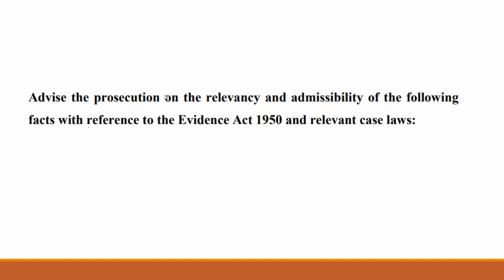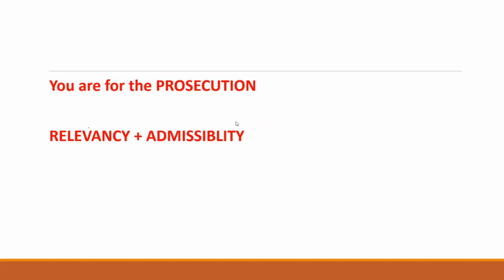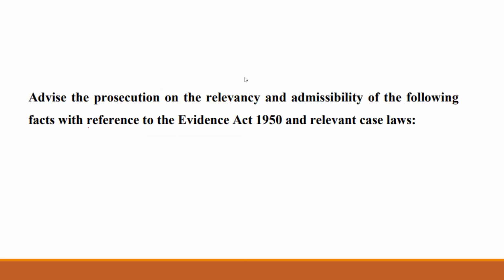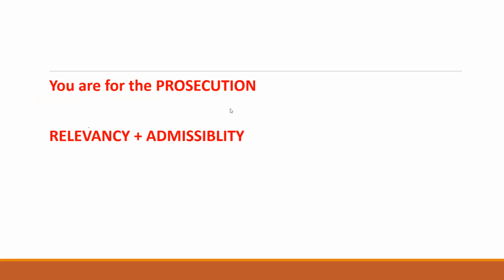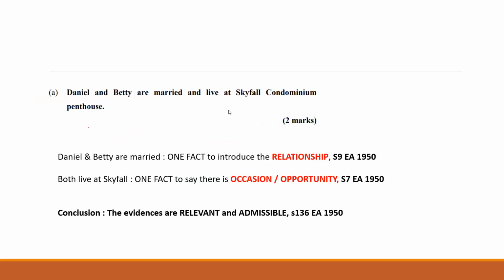Advise the prosecution on the relevancy and admissibility of the following facts with reference to the Evidence Act 1950 and relevant case law. So these are the 4 things that you probably need to do. You are required to act for the prosecution, and you are required to comment on the relevancy and admissibility, two different things, of the following questions based on your Evidence Act 1950. So this is how you answer, okay, the first question.